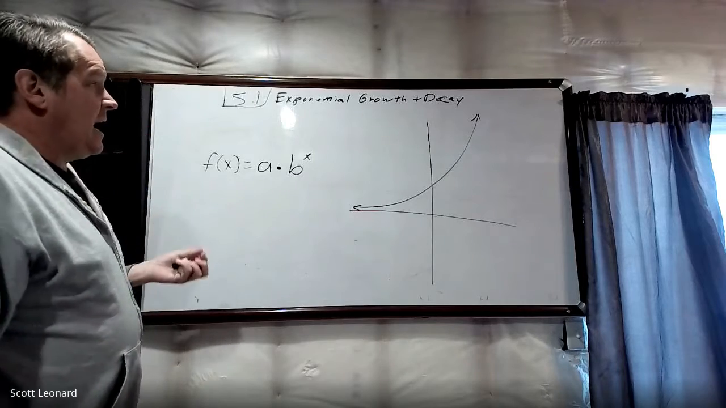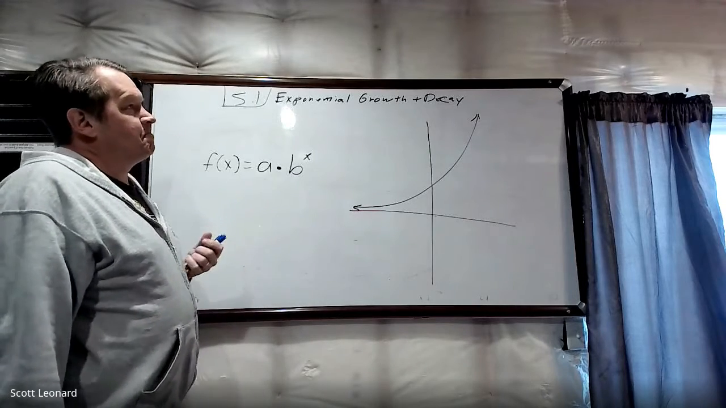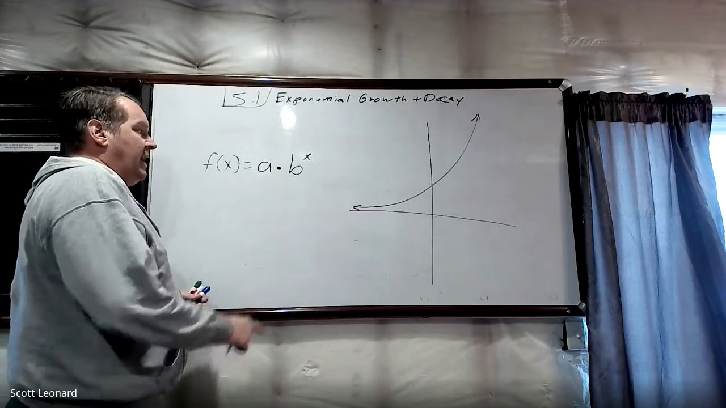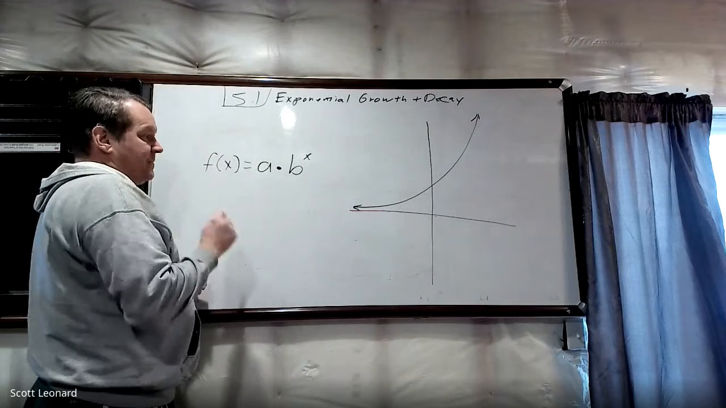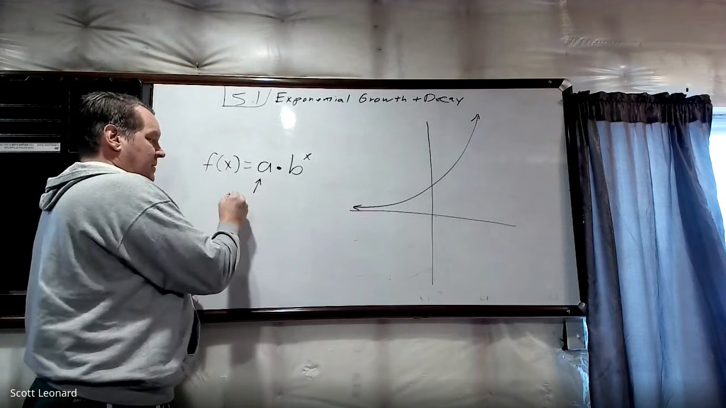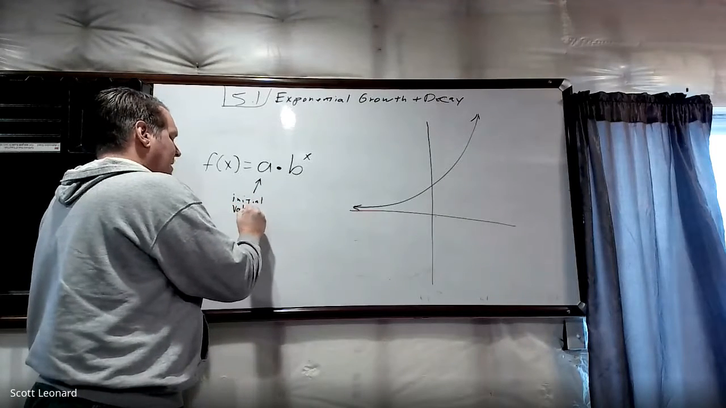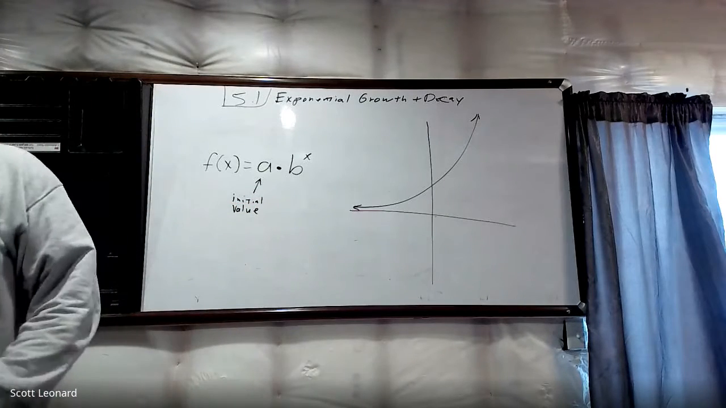You're going to have two values in your function. There's an A value and a B value. The A value is an initial value. This means something that you're going to start out with.